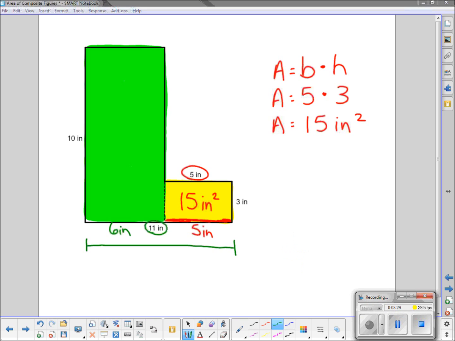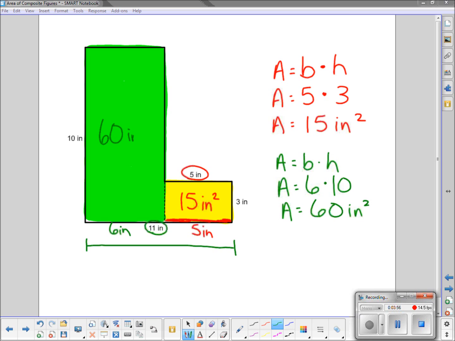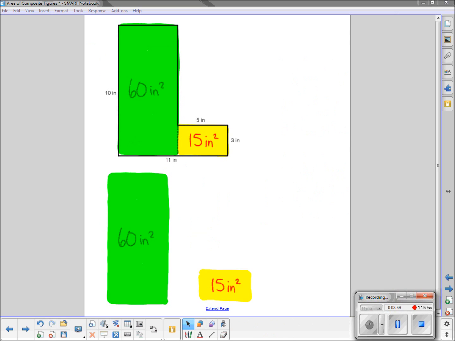And now I'm going to find the area of the green rectangle by using the formula area equals base times height. The base for the green rectangle is 6, and the height for the green rectangle is 10. When I multiply those two together, I find that my area is 60 square inches. So the area of the green rectangle is 60 square inches. And the final step in this problem is to add the areas of both rectangles, which gives me a total area of 75 square inches.